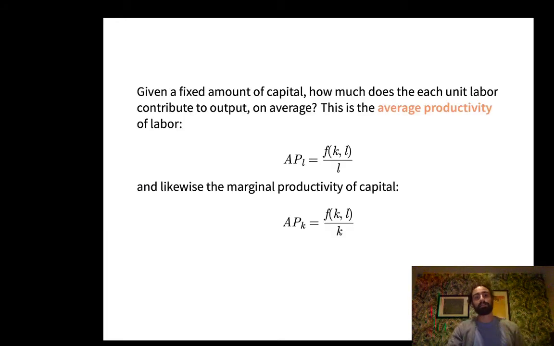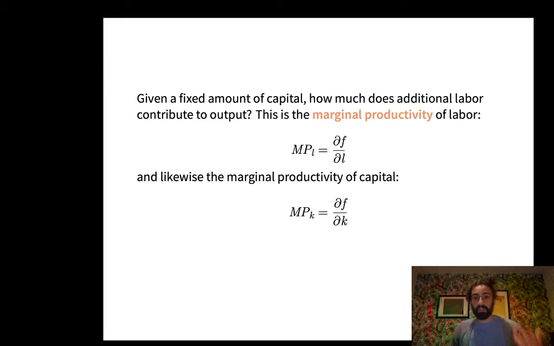So given a fixed amount of capital, we could ask how much does each unit of labor contribute to the output on average, right? And that would be called the average productivity of labor. And it should say, and likewise, the average productivity of capital, right? There's a copy and paste error on the slide. But the idea is that you have an average productivity that's just the average, right? It's the total production divided by the quantity of labor that's hired for a fixed K. The average productivity of capital for a fixed L is the total amount of production divided by the total amount of capital.